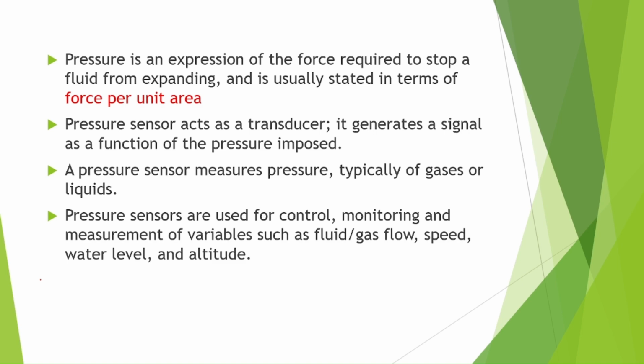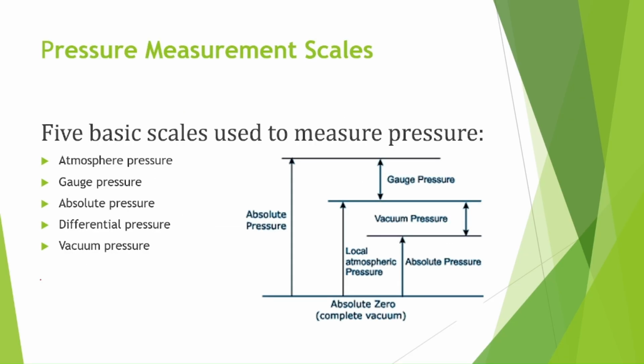A pressure sensor measures pressure, typically of gases or liquids. It is also used for controlling, monitoring, and measurement of variables such as fluids, gas flow, speed, water level, and altitude. Before going to the actual pressure sensor explanation, we should be aware of the scales used to measure pressure. First, we have atmospheric pressure, gauge pressure, absolute pressure, differential pressure, and vacuum pressure.